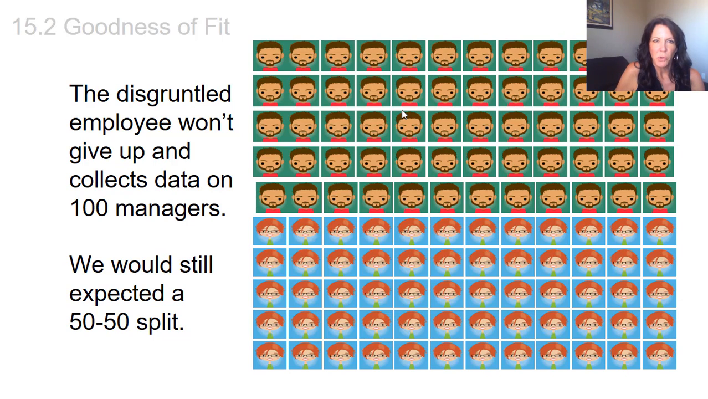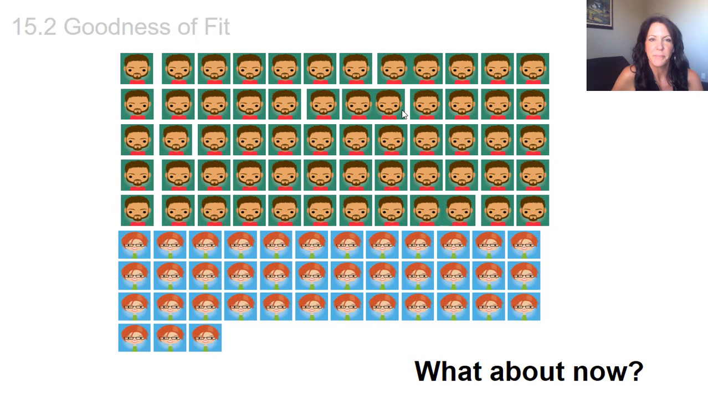But the disgruntled employee will not give up and wants to collect data on 100 managers. So we would still expect, if all things were equal, there to be a 50-50 split. And this picture represents a 50-50 split between males and females. But this is the actual observed data when you took 100 managers. We had that proportion at the top of males and the proportion on the bottom of females. So what about now? What would you say now? Is there a disproportionate representation of males to females?